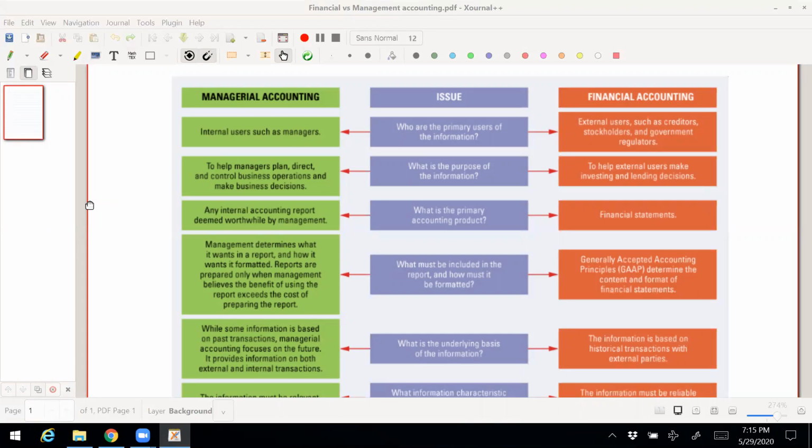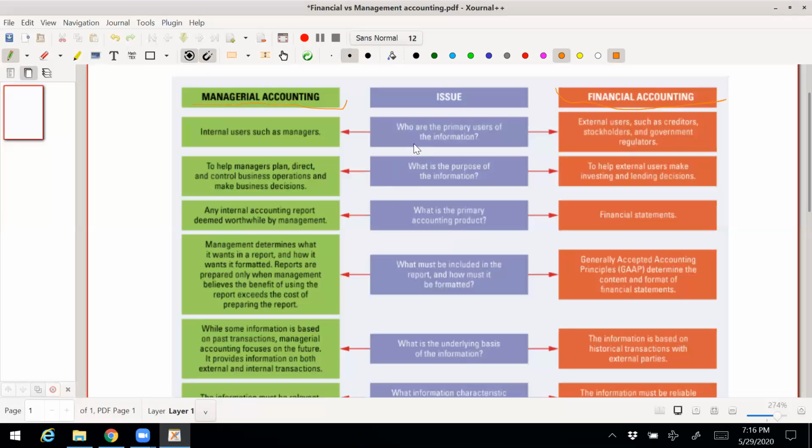You learned financial accounting in Accounting 200, and now you are in Accounting 210. So you should know there are differences between managerial accounting and financial accounting. So we talk about managerial accounting, and then we also have financial accounting. We compare them hand in hand.